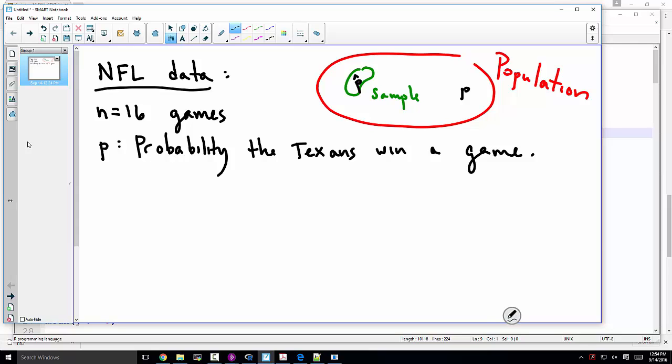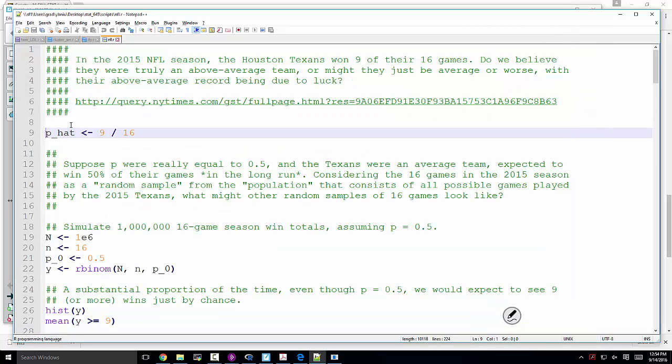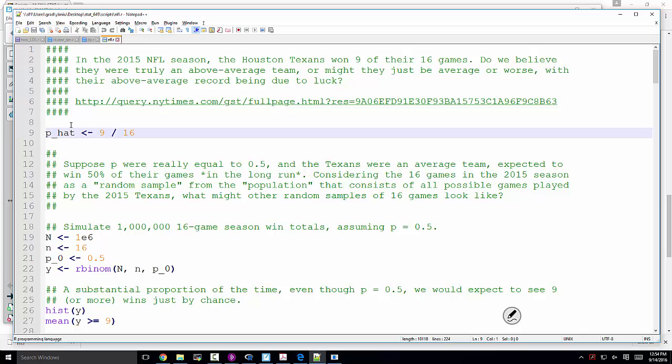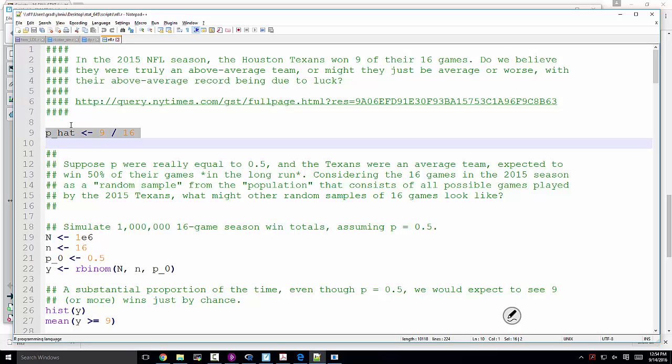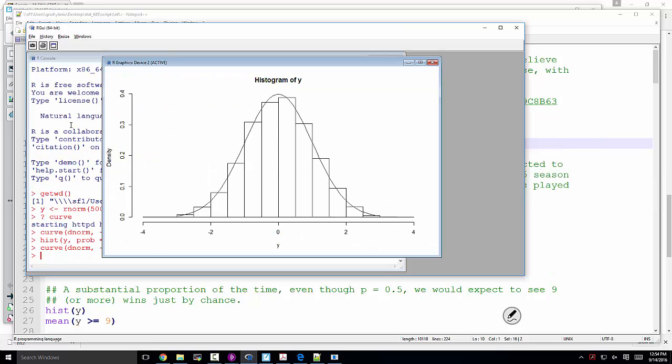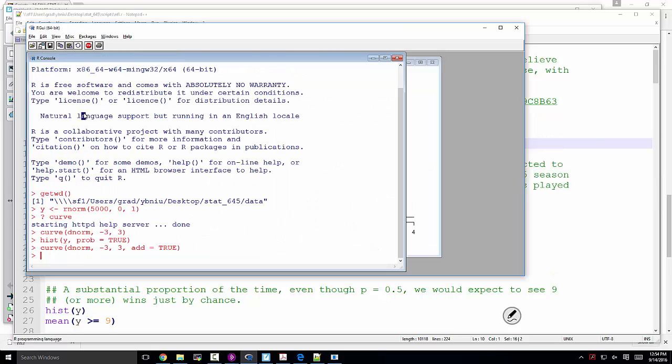All right. So back in the script, let's start working through this. We have 9 out of 16 games won. So my estimate of P would just be 9 over 16. That's, it turns out, the maximum likelihood estimator in this case.